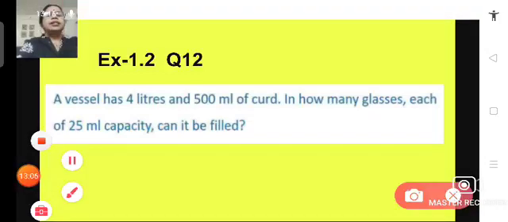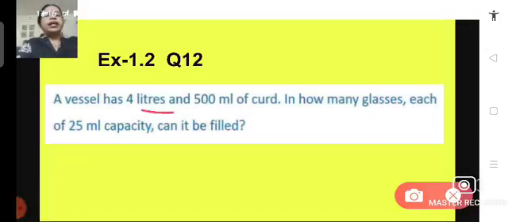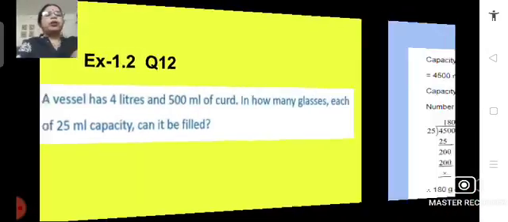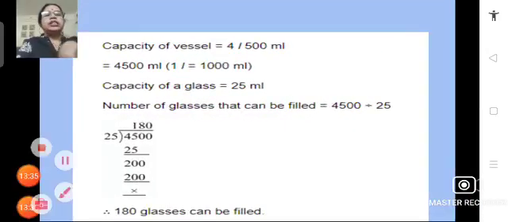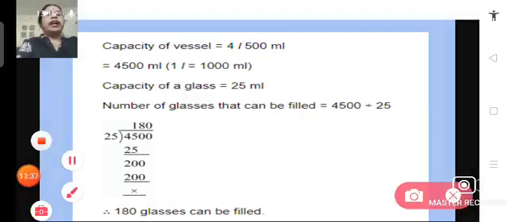A vessel has 4 liters and 500 milliliters of curd. In how many glasses, each of 25 milliliter capacity, can it be filled? So the vessel has 4 liters and 500 milliliters of curd, and we have to find out in how many glasses it can be filled, each glass having the capacity of 25 milliliters. So how do we solve this problem? Let us see. The capacity of the vessel is 4 liters 500 milliliters.